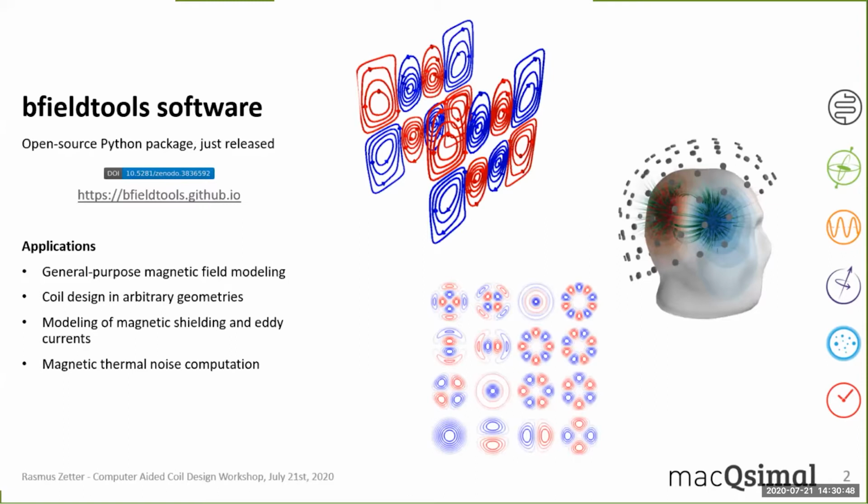So the software package is centered around surface currents, and I would say applications are general purpose magnetic field modeling with surface currents, coil design in arbitrary geometries, again surface currents, modeling of magnetic shielding with some limitations, it's not COMSOL, and also modeling of eddy currents and transients. And finally, as a bonus application, magnetic thermal noise computation as well.